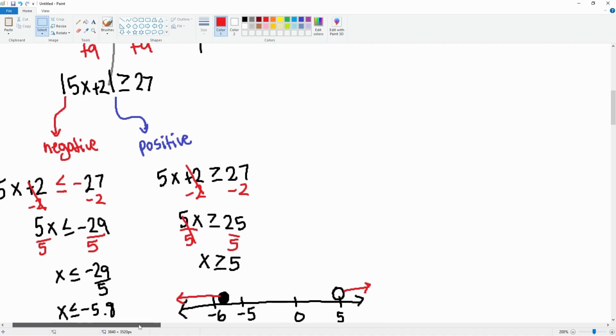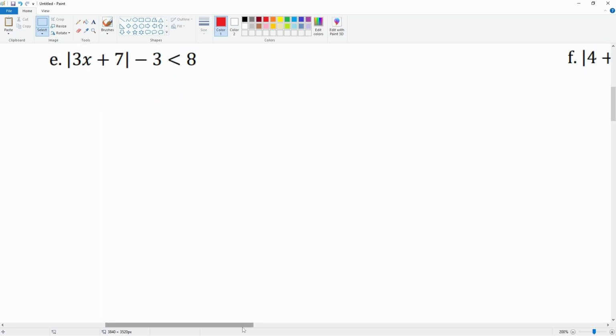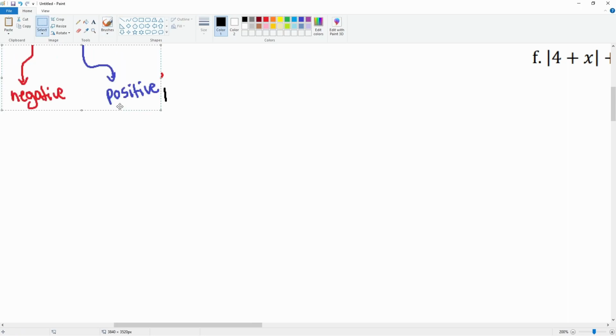Okay, so let's look at question E now. Is the absolute value by itself? No. So let's deal with that first. Let's first add 3 to both sides. This does cancel, leaving you with the absolute value of 3x plus 7. Bring down the absolute value bar. 8 plus 3 is 11. Bring down the inequality symbol.